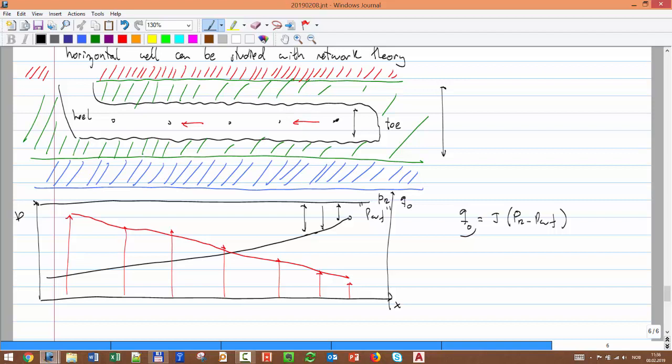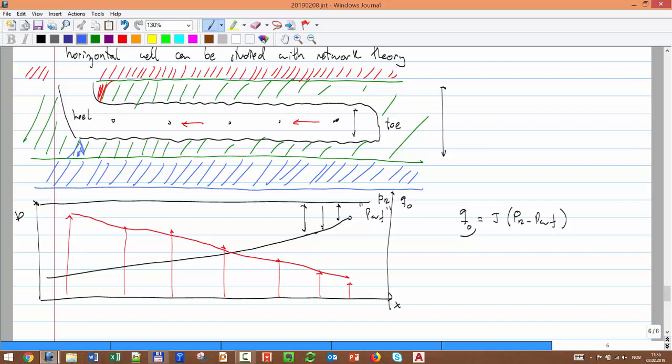And because of that, what might happen is that you might eventually have coning. You have breakthrough, either the water to the heel or the gas to that heel.